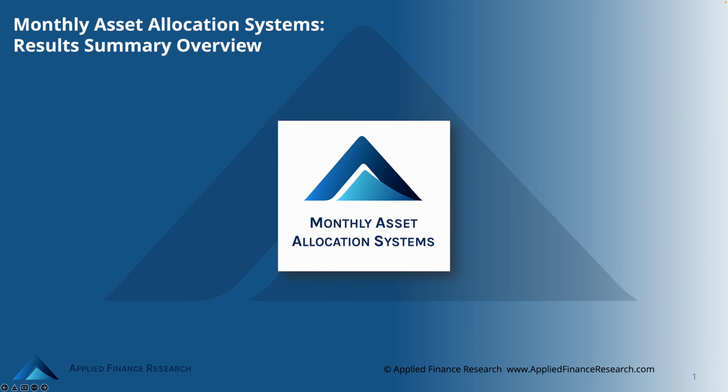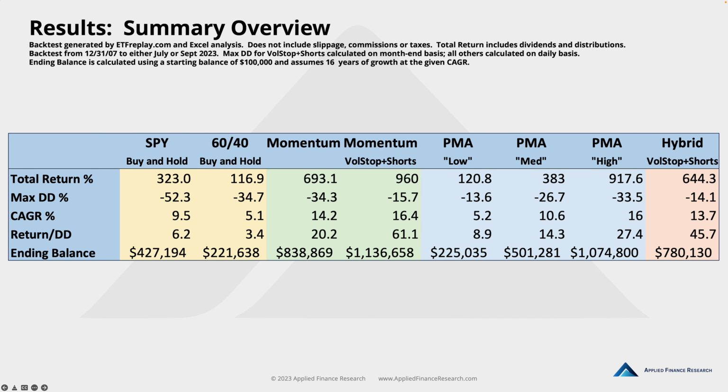Hello, this is Bill Scheid from Applied Finance Research with a summary overview of backtest results for several different configurations of our monthly asset allocation systems. What I want to stress here is that the systems we're looking at are examples of configurations of monthly asset allocation systems that I personally trade, but these are by no means the only configurations of these systems, and they're certainly not the only results that are possible.